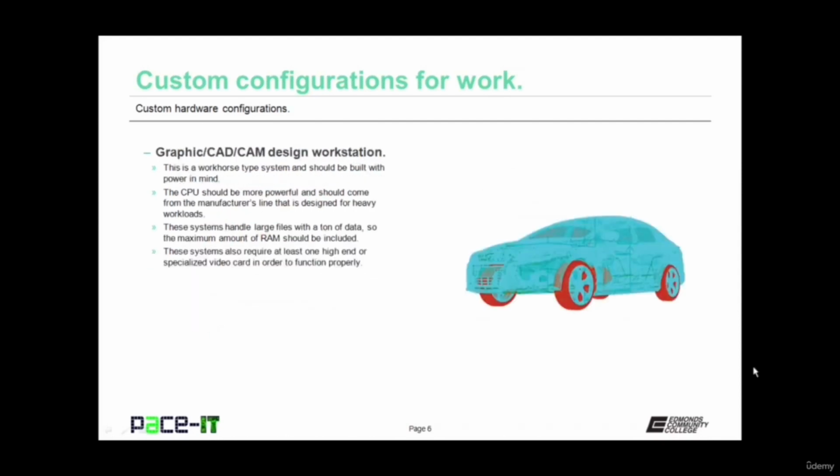Now let's move on to a graphic or computer-aided design or computer-aided manufacturing workstation. This is a workhorse type system and should be built with power in mind. The processor should be more powerful and should come from the OEM's line that is designed for heavy workloads. They do have lines that are designed for workstations. These systems handle large files with a ton of data, so the maximum amount of RAM should be included with the system. These types of workstations also require at least one high-end or specialized video card in order to function properly.